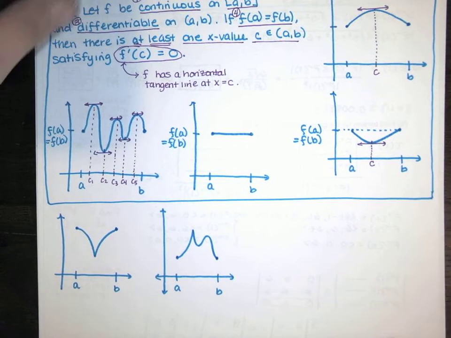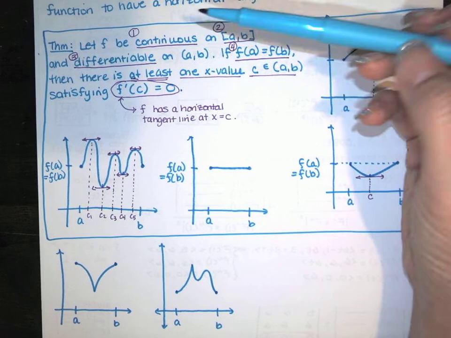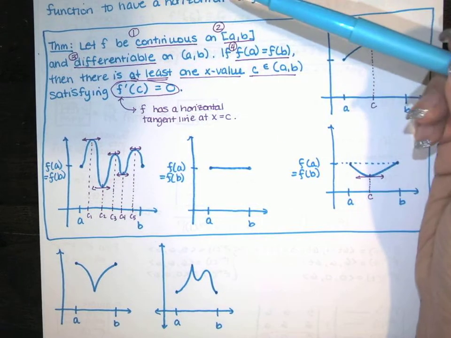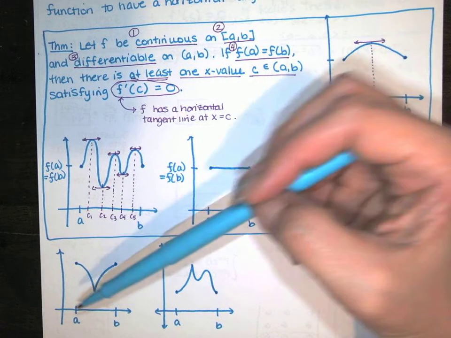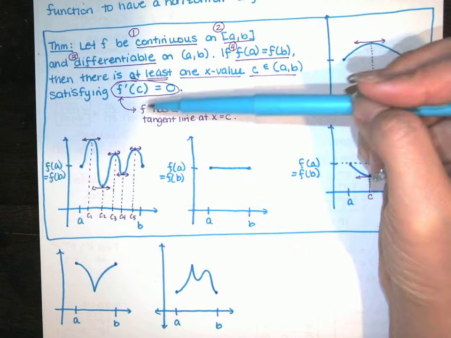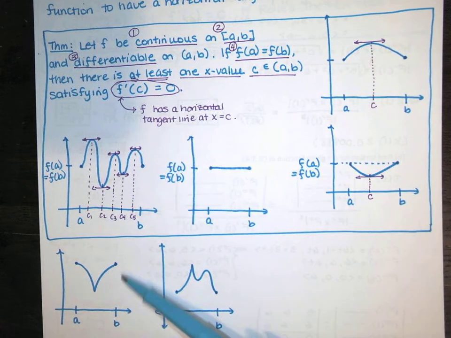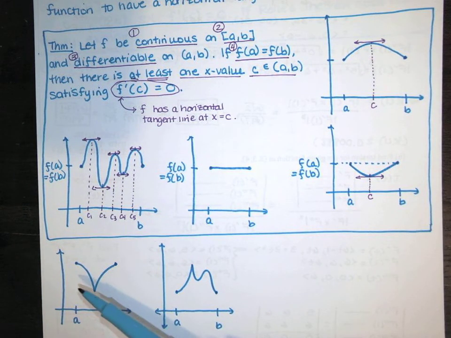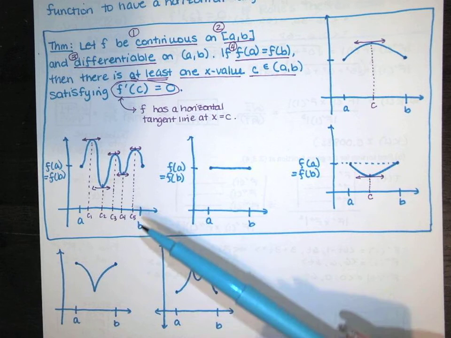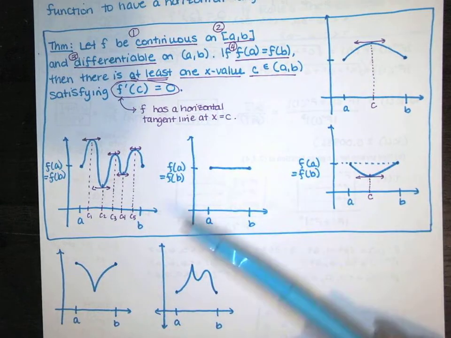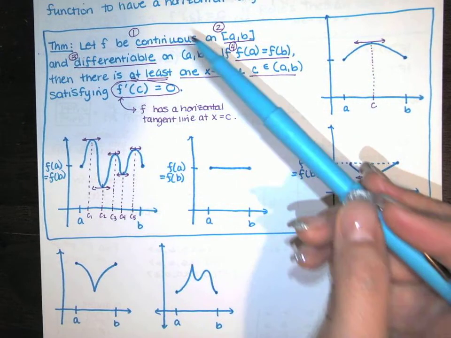Now, Rolle's theorem says that if all these conditions are satisfied, there's at least one x value on the interval from a to b where the slope is 0. But this one doesn't have a 0 slope anywhere. Does that mean I lied to you? No. The theorem wasn't satisfied. All of the conditions don't hold here.